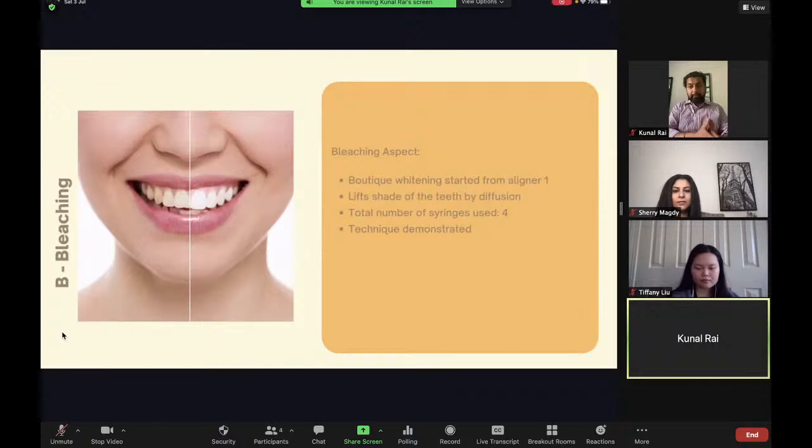So then we moved on to B, bleaching. This was done in sync with the aligners from day one. Every country has their own bleaching products. In the UK, there are Enlighten, Polar, and we've got Boutique Whitening. I find Boutique Whitening works well for me, and this is what I prescribe to my patients. I asked Ollie to start using it from day one. I showed him how to use it.